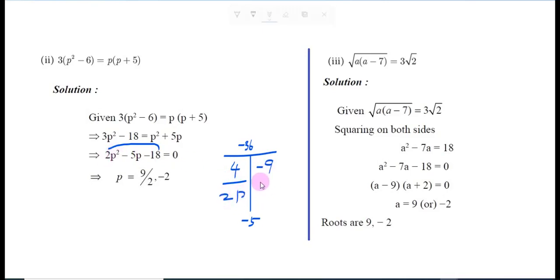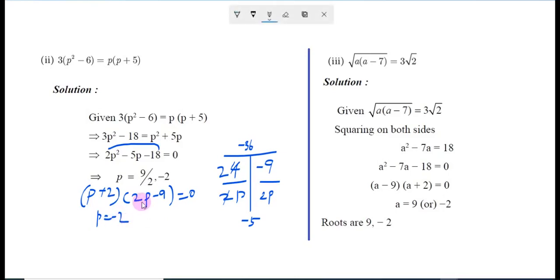So 4 into minus 9 by, here we have 2p square. So 2p by 2p. So let us simplify this using the 2 table, here 2. So here we have cancelled 2. So p plus 2 into 2p minus 9 equal to 0. Okay, so p plus 2 means p equal to minus 2, 2p minus 9 means p equal to 9 by 2. Understood? So we get 9 by 2 comma minus 2, these values. Clear?